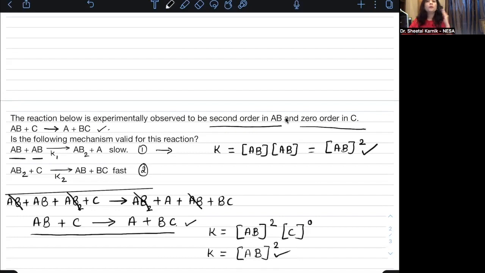So when I see that both these steps are valid, in accordance with the intermediate steps for the overall chemical reaction, I will confidently say that this mechanism is valid for this reaction.